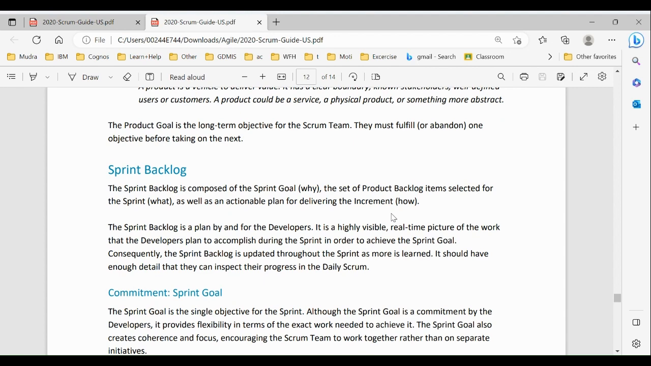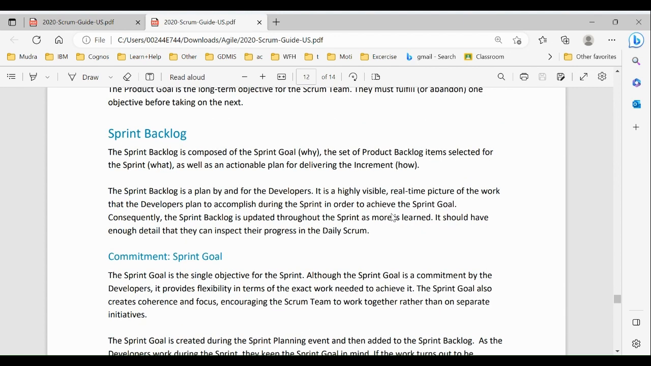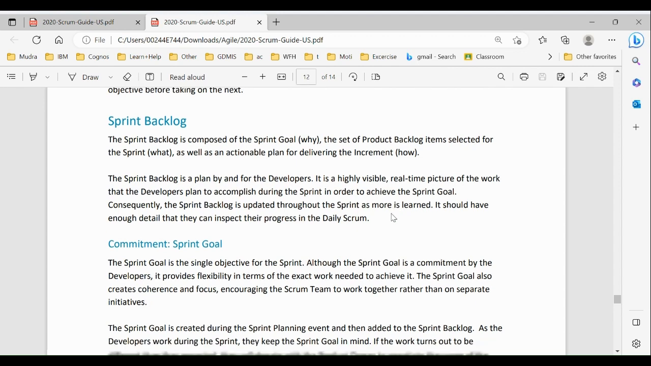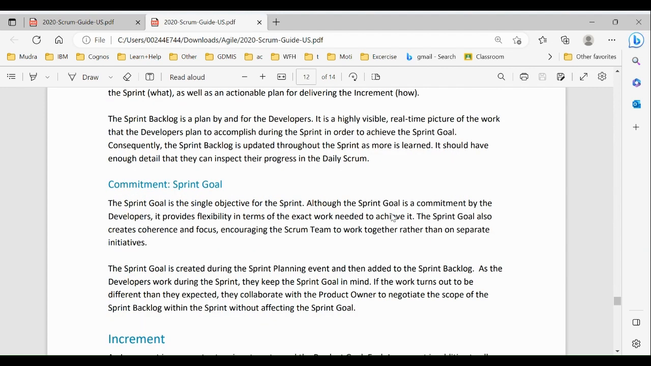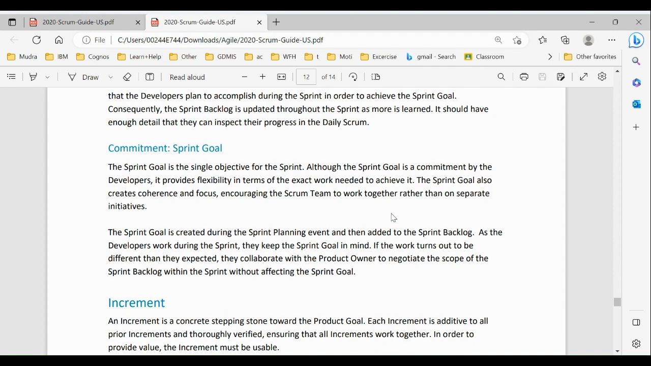Sprint backlog. The sprint backlog is composed of the sprint goal, the set of product backlog items selected for the sprint, as well as an actionable plan for delivering the increment. The sprint backlog is a plan by and for the developers. It is a highly visible, real-time picture of the work that the developers plan to accomplish during the sprint in order to achieve the sprint goal. Consequently, the sprint backlog is updated throughout the sprint as more is learned. It should have enough detail that they can inspect their progress in the daily scrum.